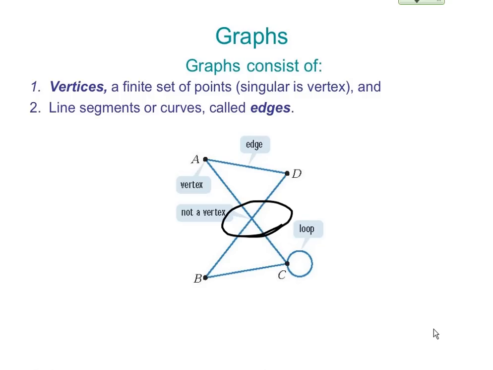Notice this point right here, which does not have a labeled point. That is not a vertex. Unless they actually label it, it's not going to be a vertex.